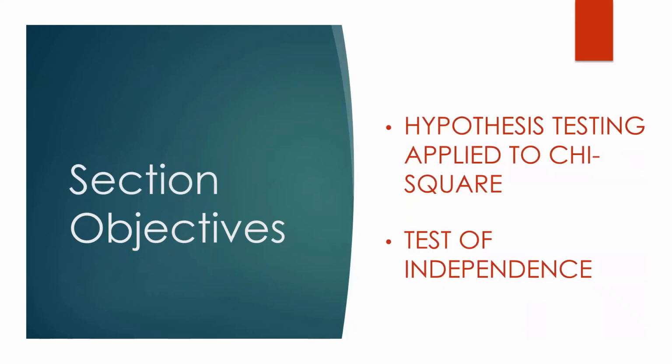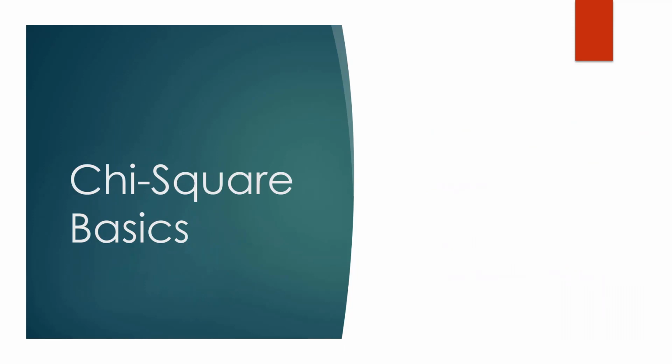So what we're going to do in this video is walk through the basics of how the chi-square works. Specifically, then, we'll cover the test of independence. And then in the next video, we'll talk about hypothesis testing applied to the chi-square test of independence. So let's go over some chi-square basics to get you familiar with it.